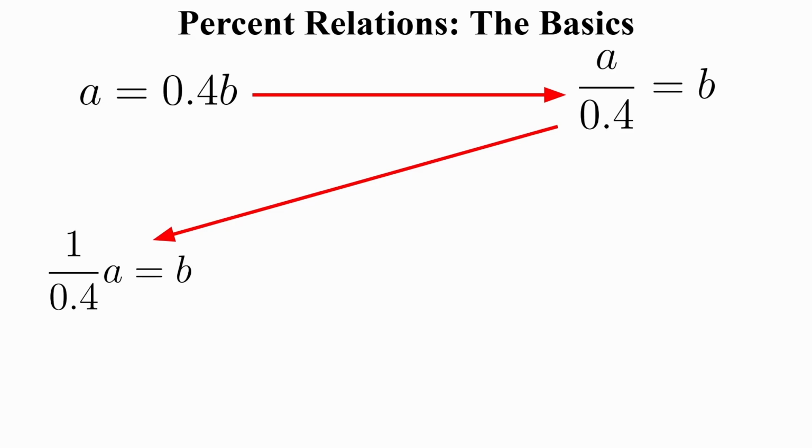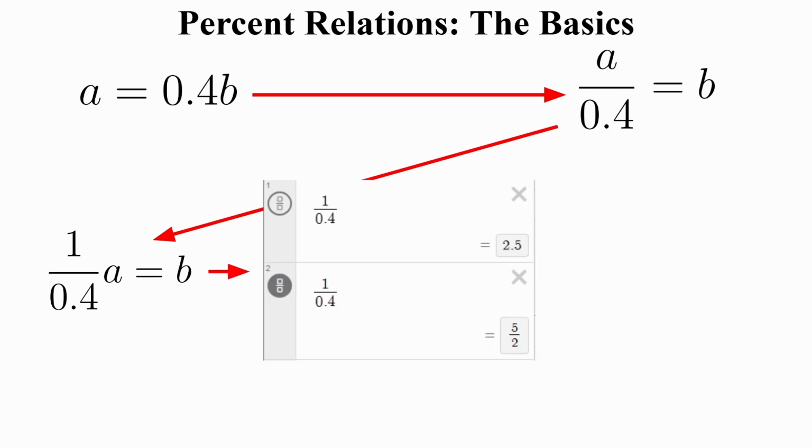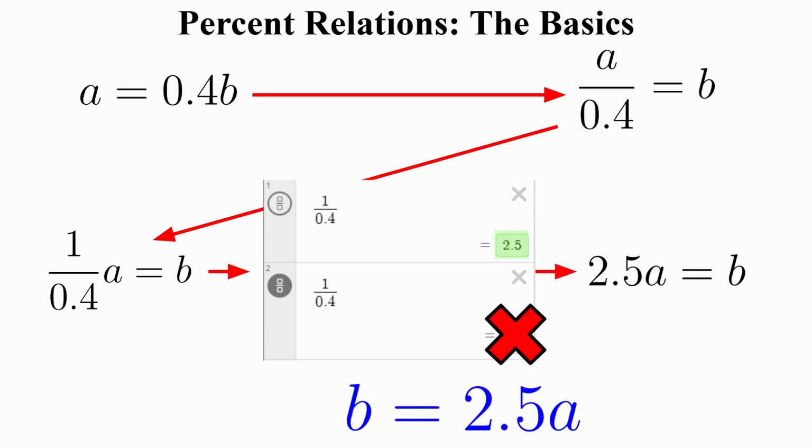And then, if you don't know what 1 divided by 0.4 is, that's okay. Calculator's allowed on the entire exam. So type 1 divided by 0.4 into my calculator. I see it's 2.5 or 5 halves. Since it comes out nicely, why don't I use 2.5? And we can write B equals 2.5A.